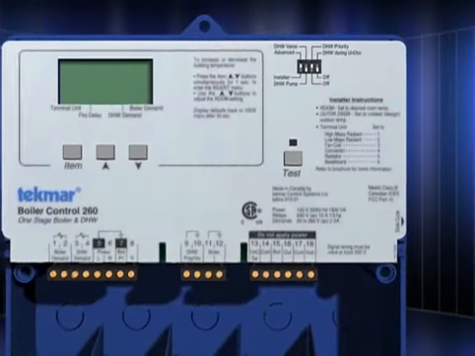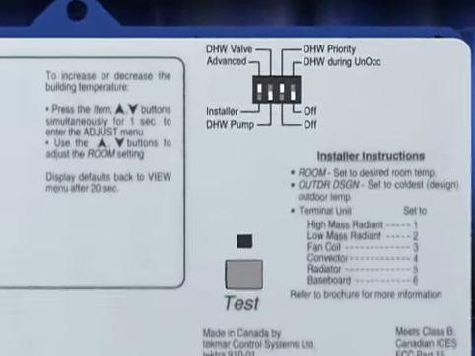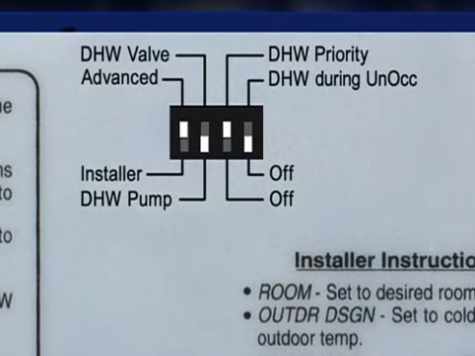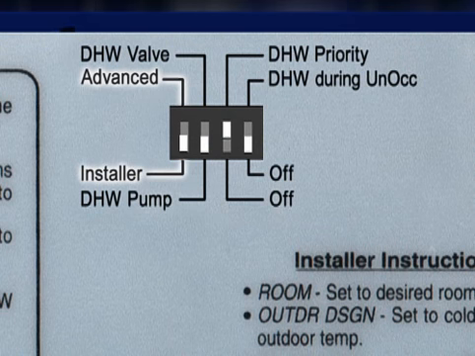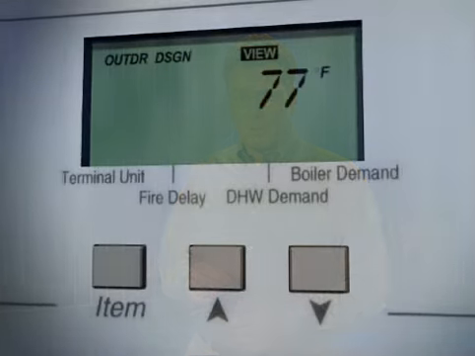The outdoor reset control we are using as an example has two main menus, Installer and Advanced. The installer menu requires minimal input and utilizes factory default settings that will work fine for most applications. The advanced menu allows fine-tuning of the control. To enter the installer programming mode, set the advanced installer dip switch to installer.